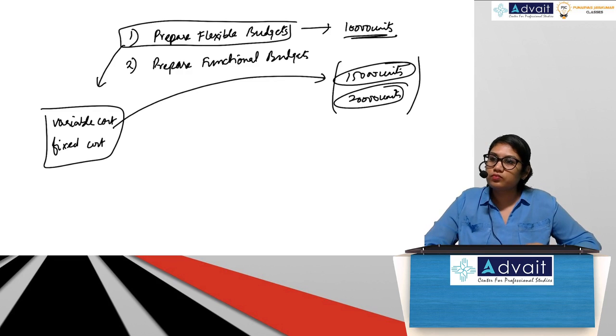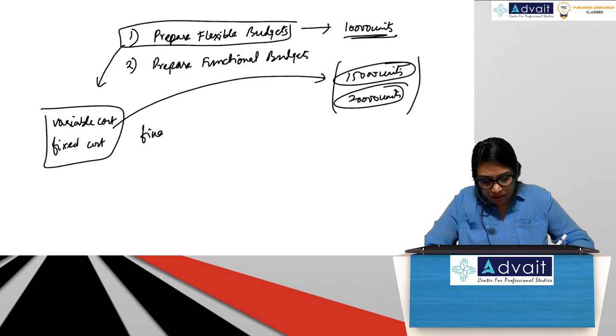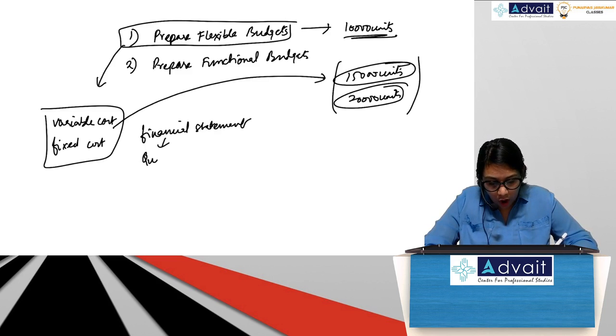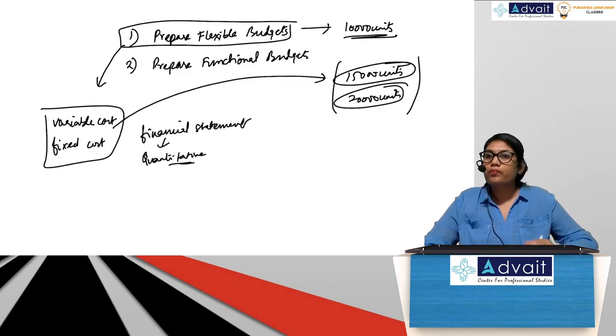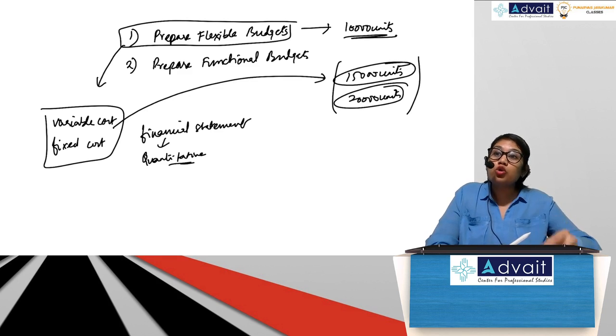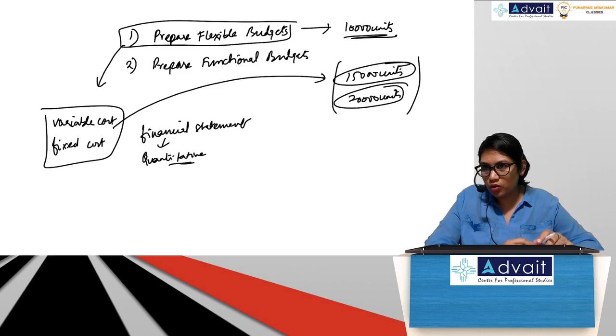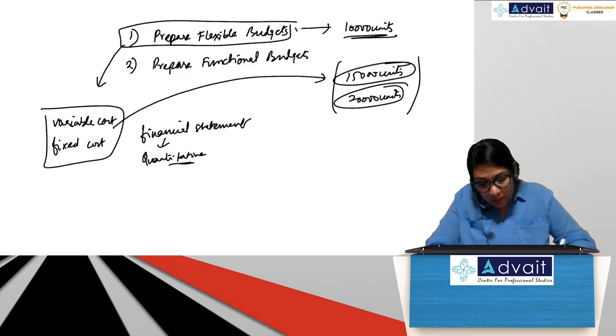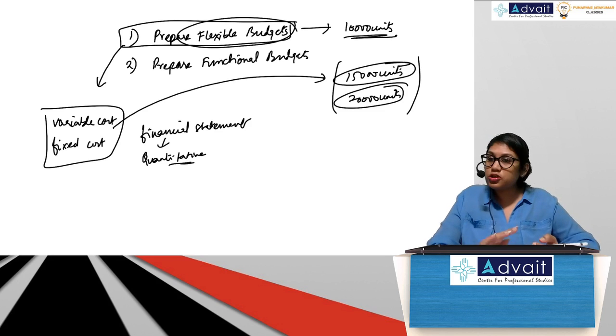Okay, so budget is nothing but a financial statement or a quantitative statement aiming at achieving some purpose. The purpose could be anything. It could be cost control, that I want my costs to be this much only for this period. Or it could be that I want to earn this much profit for this period. So when we're talking about flexible budgets, we use the principles of fixed cost and variable cost.